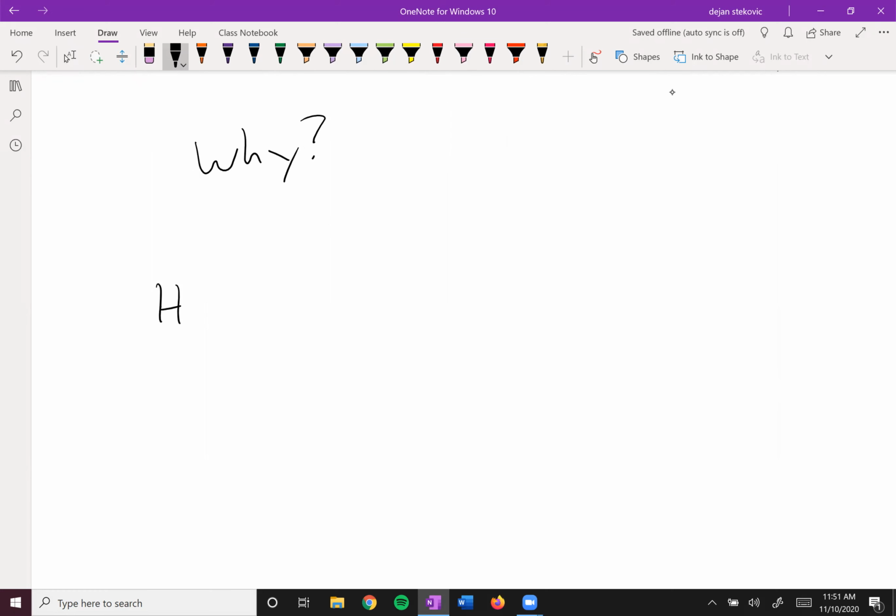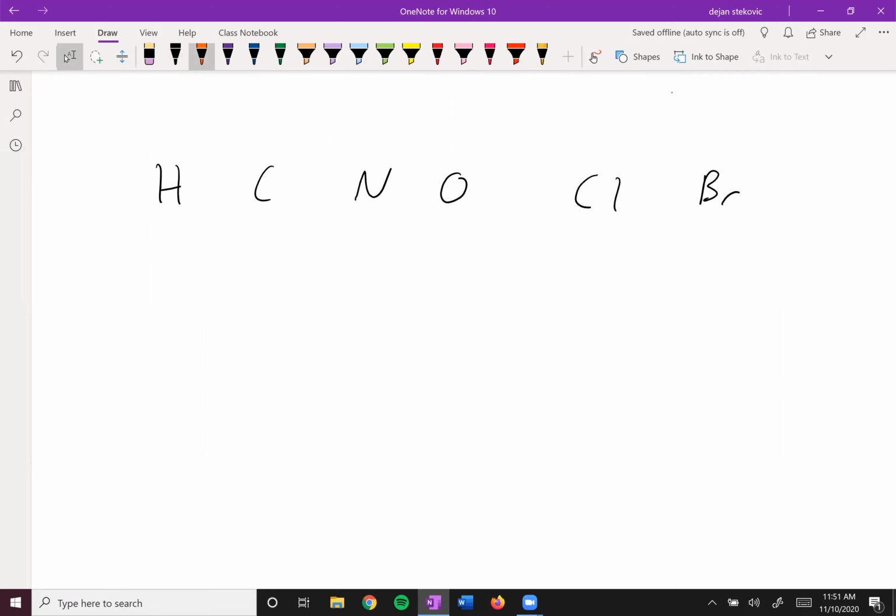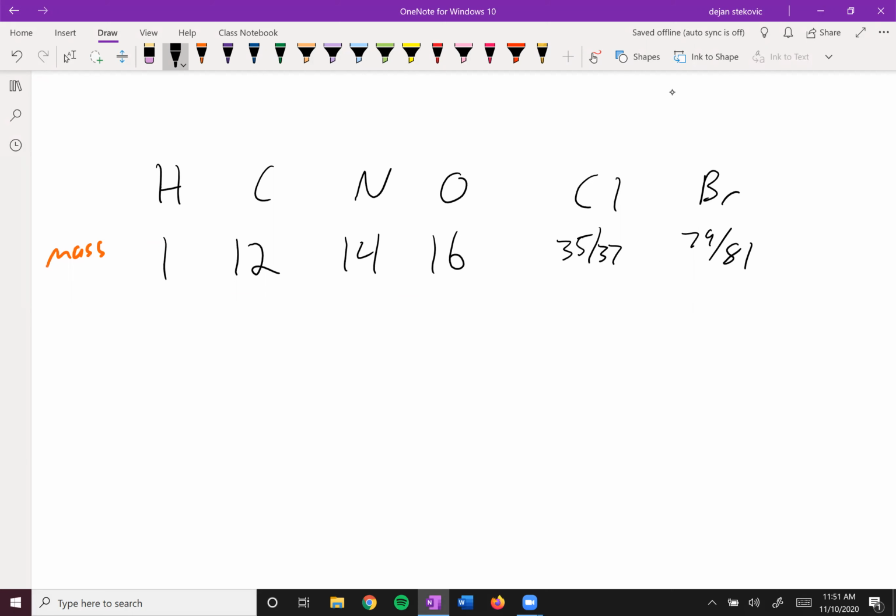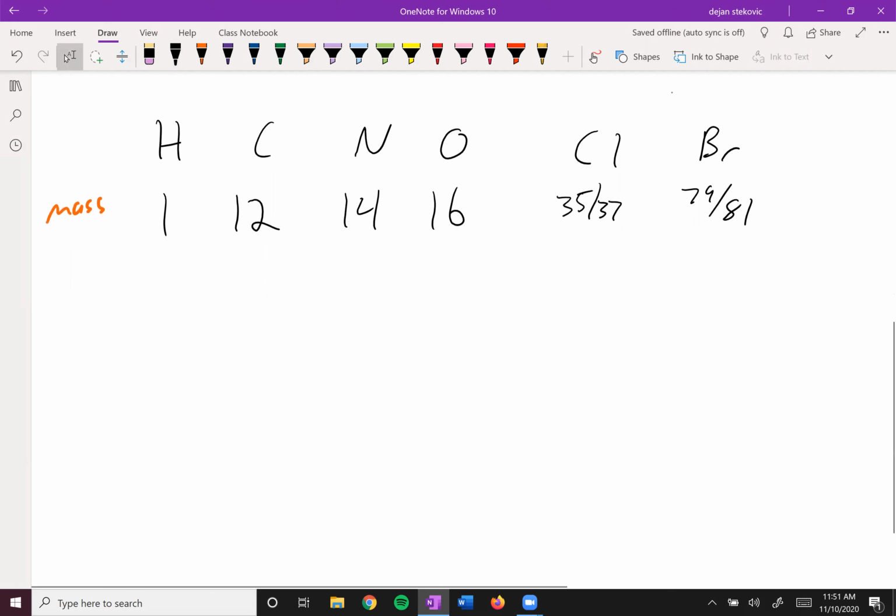So we can take a look at the mass of different components. So hydrogen, carbon, nitrogen, oxygen, chlorine, and bromine are going to be our most common elements. And so we can take a look at their mass. Hydrogen is 1, carbon is 12, nitrogen is 14, oxygen is 16, chlorine is 35/37, and then bromine is 79/81. And so you can see nitrogen has an even mass number, and so it doesn't really make sense from that alone why it would cause the overall mass of the compound to be odd.